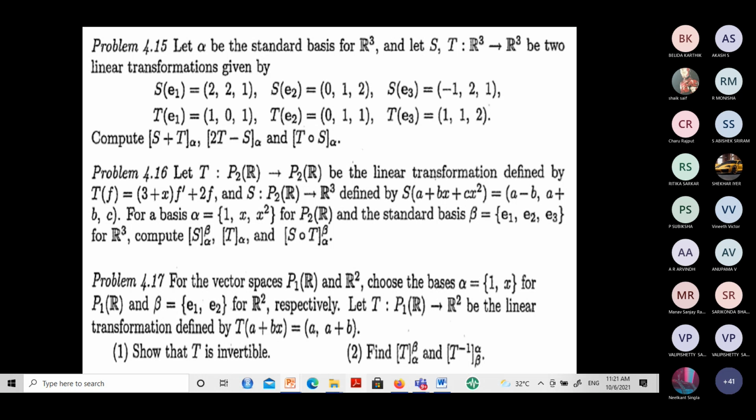Ma'am, if they're isomorphic, T inverse will surely be defined. Yes, isomorphism means one-one and onto will be there. You know very well, when does the inverse of a mapping exist? Whenever the function is one-one and onto, right? Yes, ma'am. Yes, that you have to use.